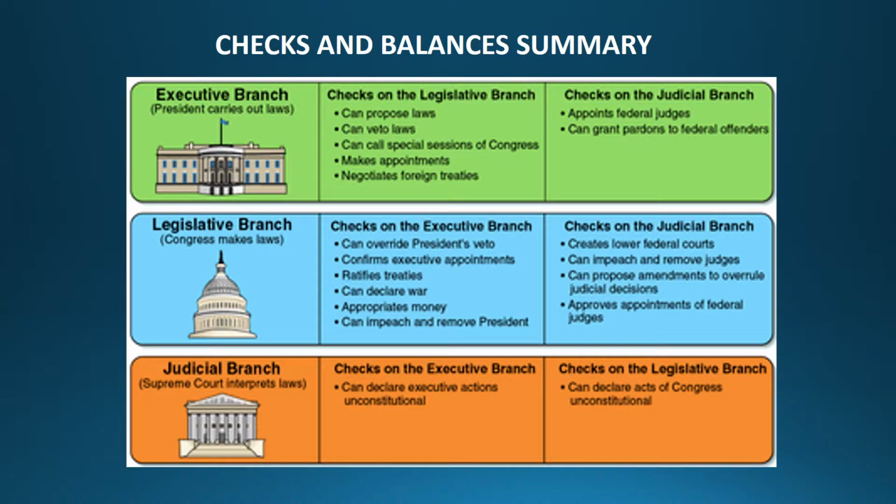The executive branch actually has some 10 checks. Being commander-in-chief is a major one that's not reflected here. The legislative branch actually has some 22 checks and balances. And finally, the judicial branch actually has some 5 checks.